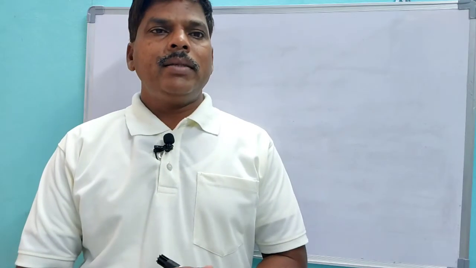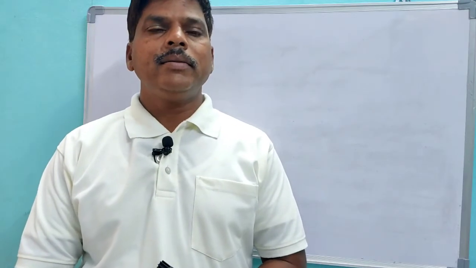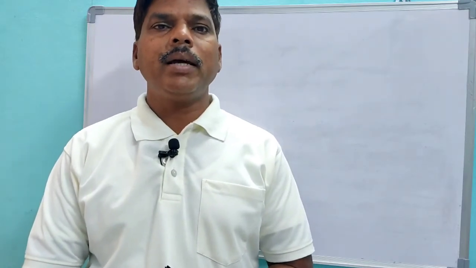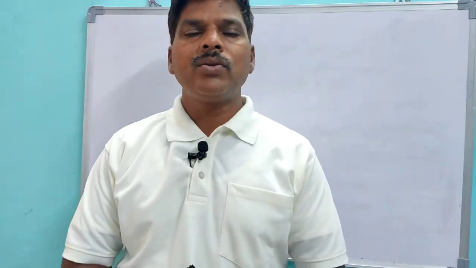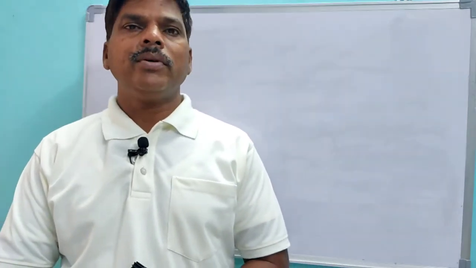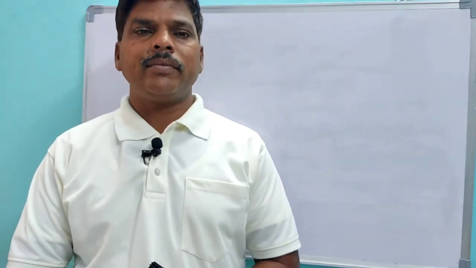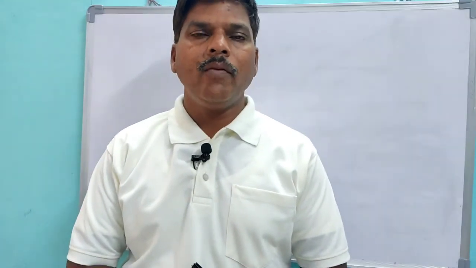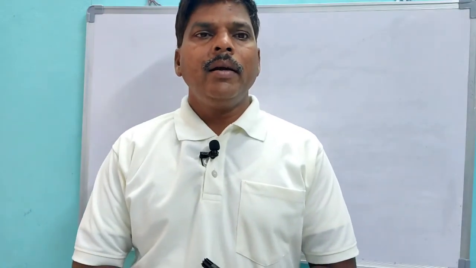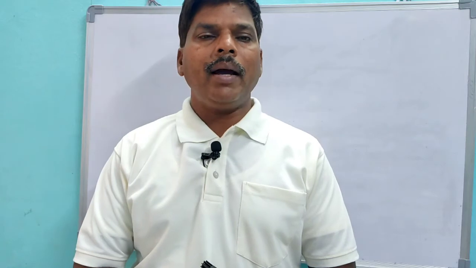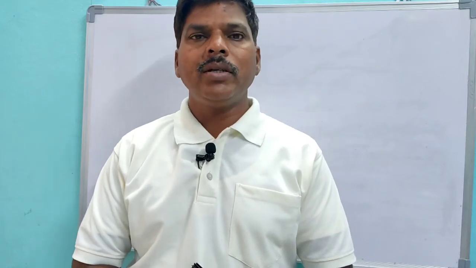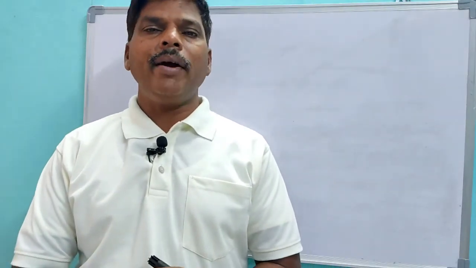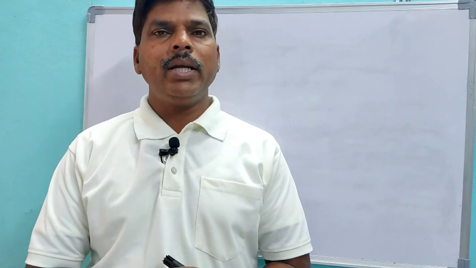So in mathematics, an identity is a mathematical equation which is true for all values of the variables in that equation. What is a mathematical identity? It is an equation which is true for all values of the variables in that equation.